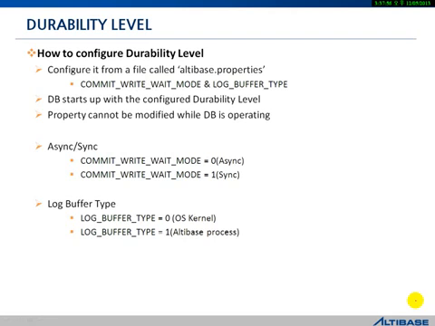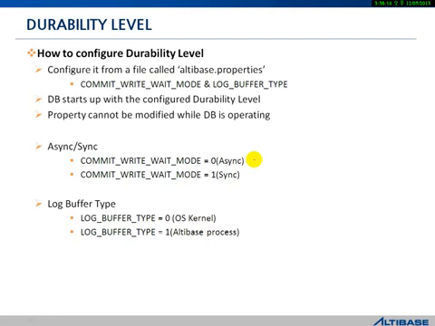What do these two properties mean? Firstly, for the flushing method, asynchronous or synchronous, there is the commit write wait mode. I want you to listen carefully, and at the same time, think of the diagram that I just explained.